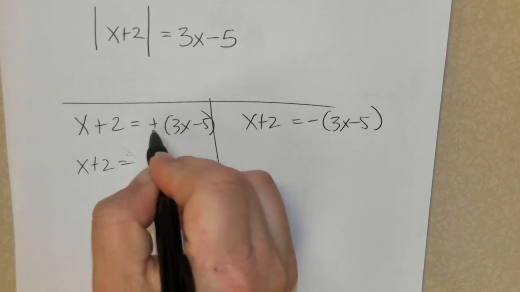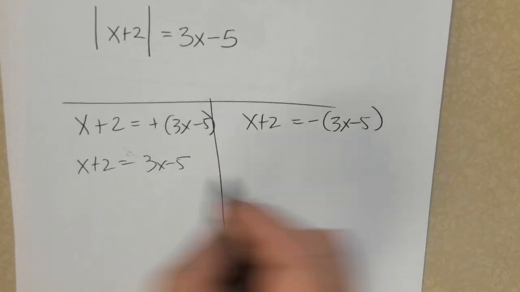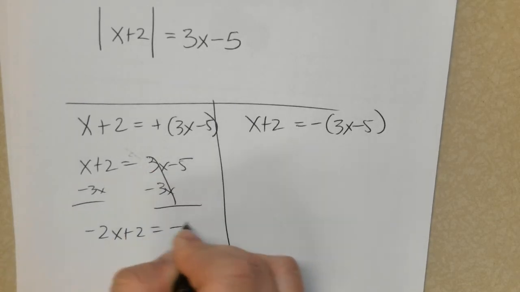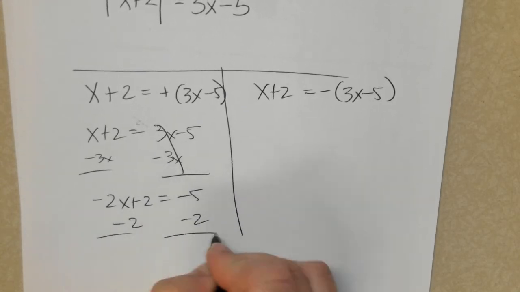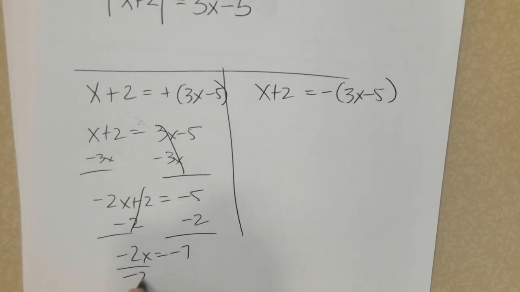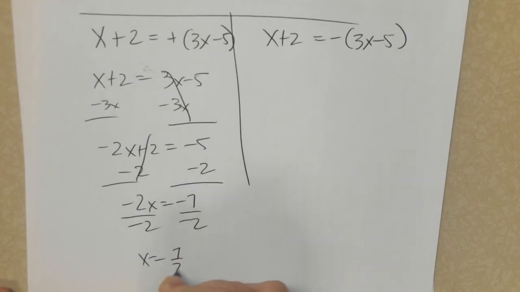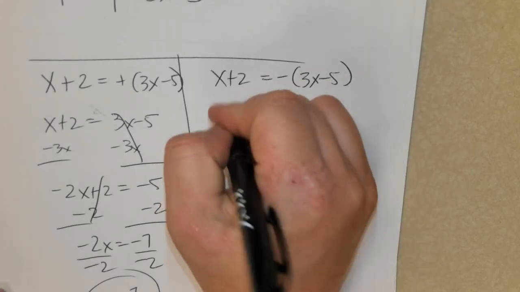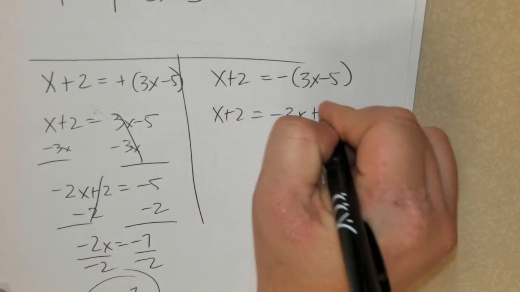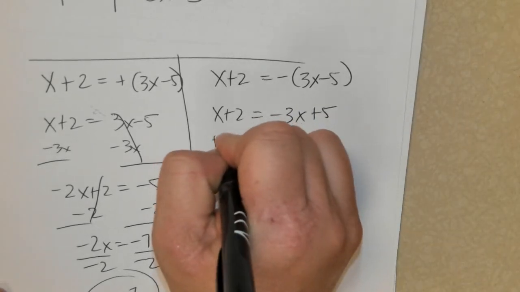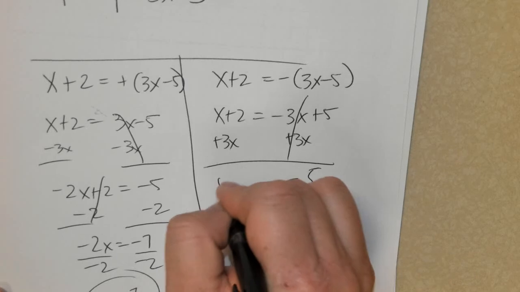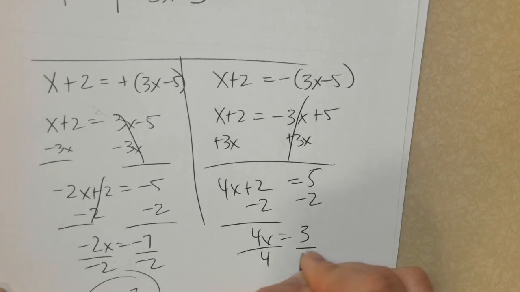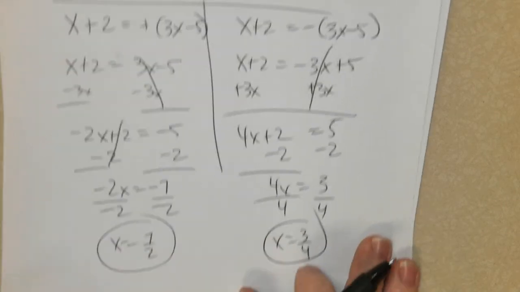Well, when I multiply by a positive sign, it doesn't change anything. And I'm just going to solve. So I'm minus 3x, negative 2x plus 2 equals negative 5. I'm going to keep going. And I get a positive 7/2. Positive 7/2. Now over here, when I multiply by a negative, it changes the signs of everything inside. And then I'm going to go ahead and solve. So I have 2 answers.